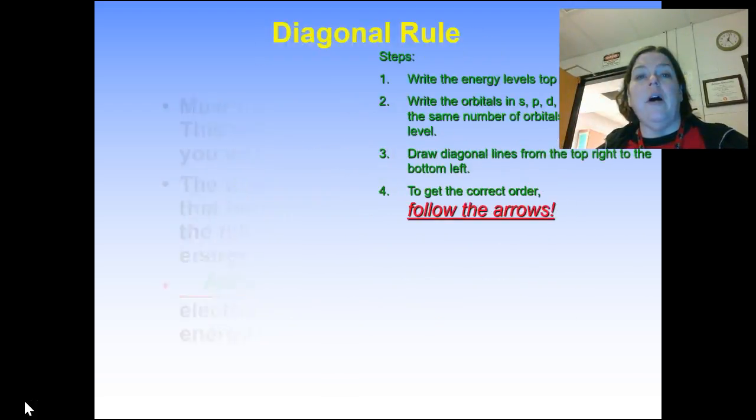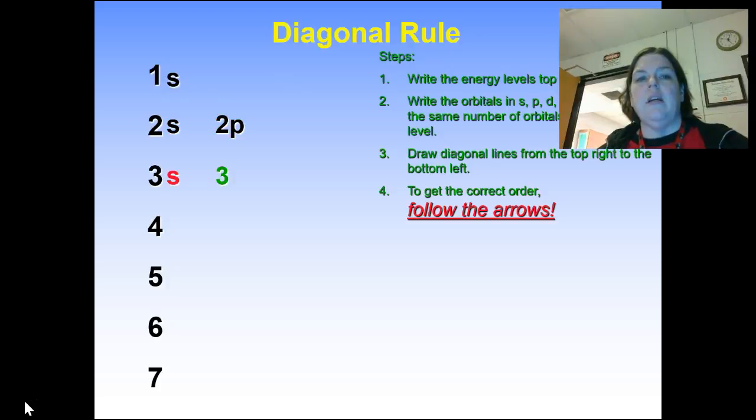So what is the diagonal rule? Well, we start out and we write the energy levels from top to bottom. So we know we have 1, 2, 3, 4, 5, 6, 7. Then we want to know what orbitals are in those energy levels. So we have a 1s, we have a 2s and a 2p. We have a 3s, a 3p, and a 3d. We talked about this today in class.